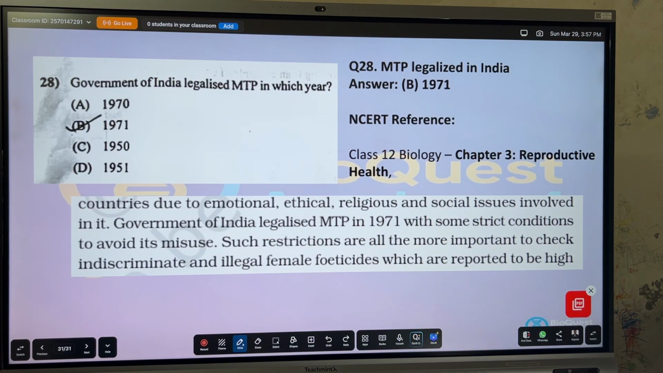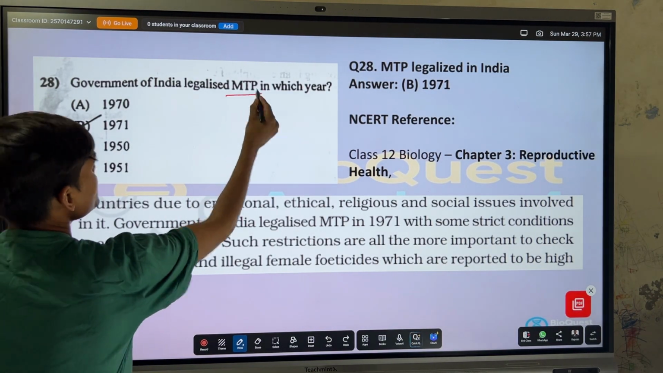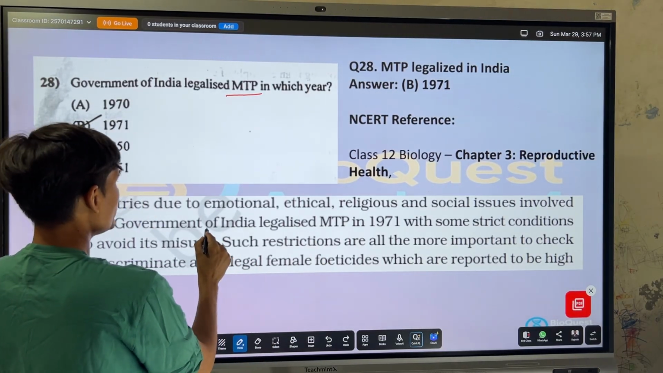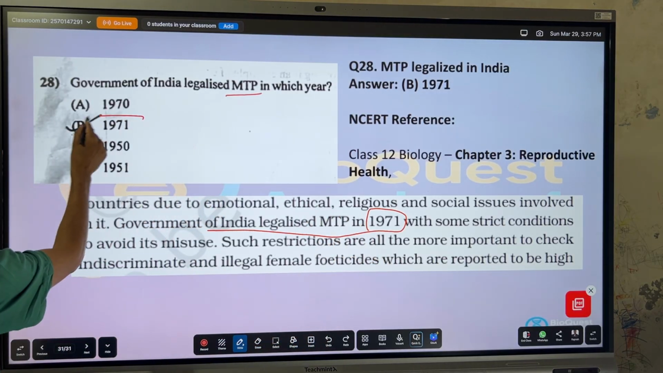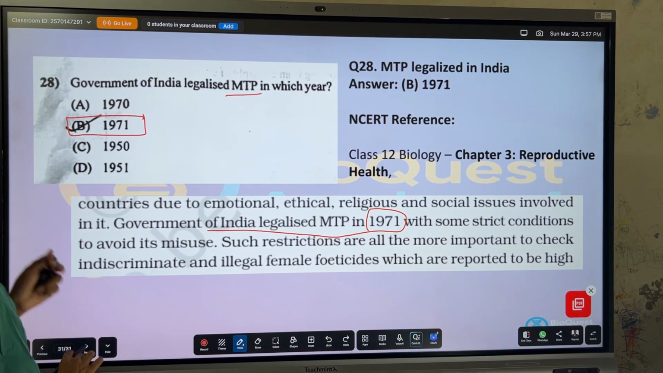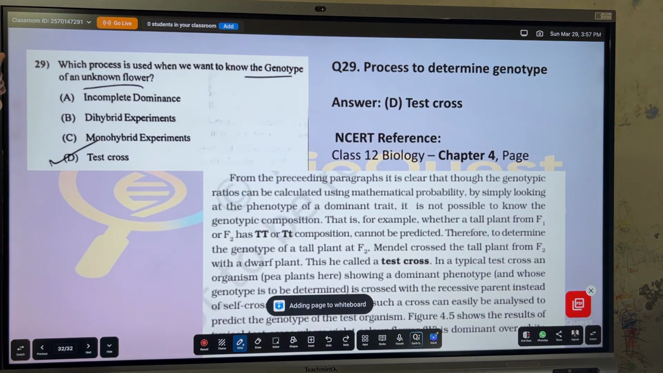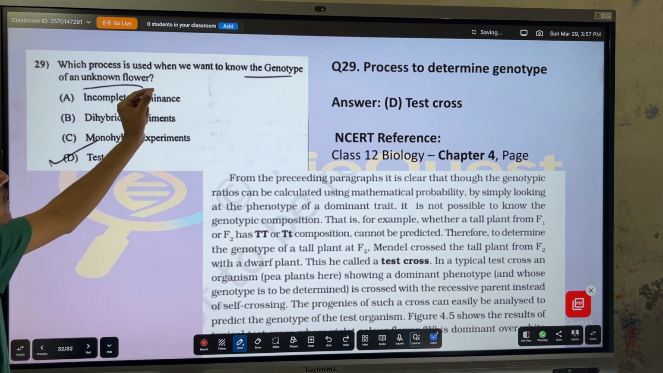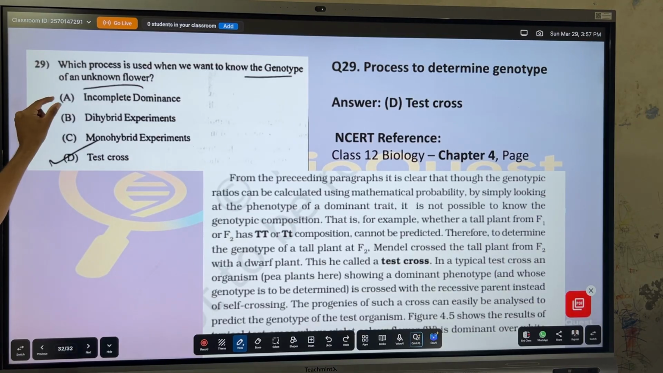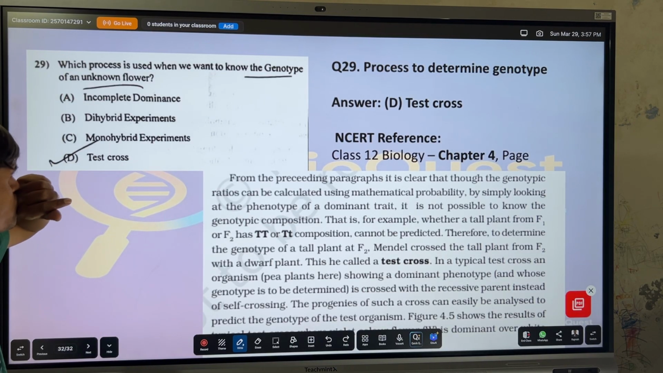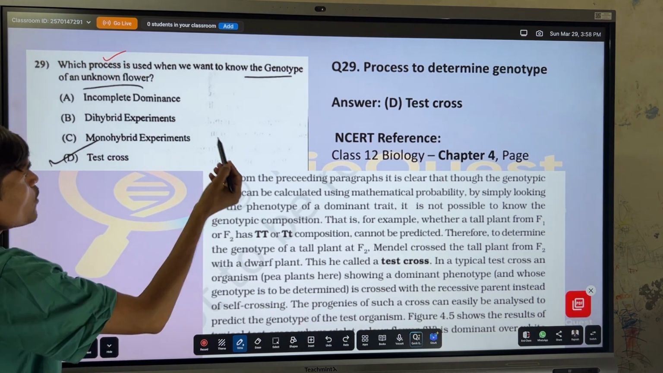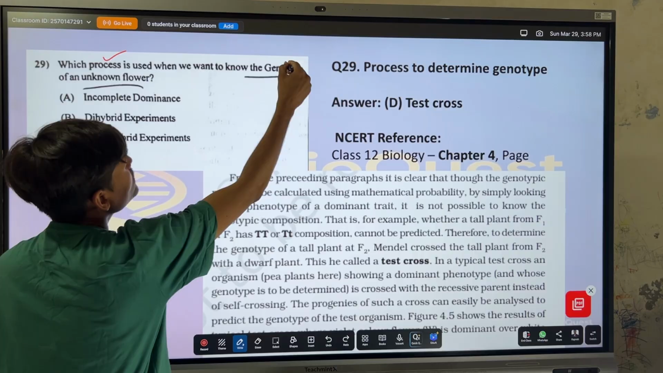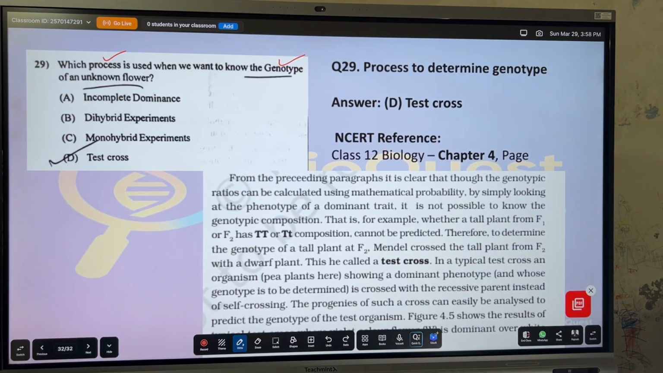Question 28. India legalized MTP in 1971. That's it. Directly. Which process is used when we want to know the genotype of an unknown flower? Now understand the question first. If you want to know the genotype, but you know the phenotype of the unknown flower.